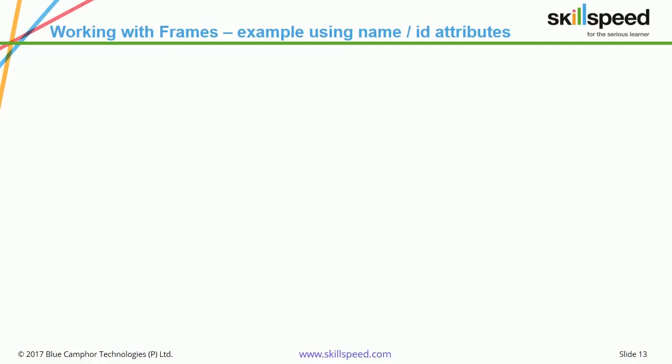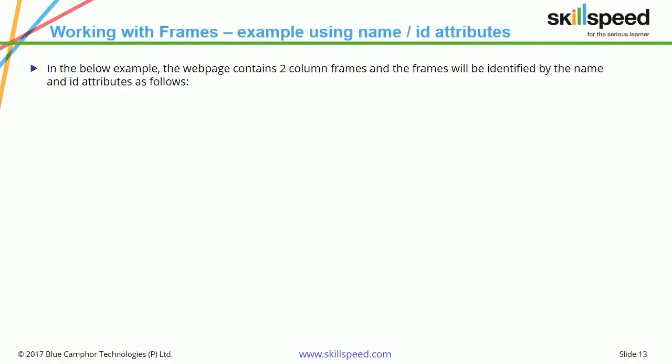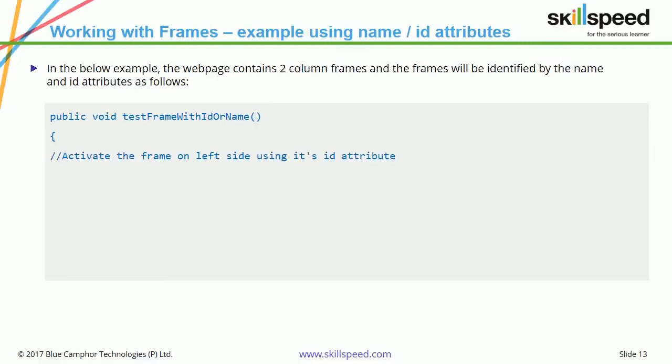Let us look at the first example where we are going to work with the frames using the name or ID attributes. In this example, the web page contains 2 column frames and the frames will be identified by the name and ID attributes as follows. We have the method public void testFrameWithIDOrName, under which I am activating the frame on the left side using its ID attribute first. driver.switchTo.frame("left"). Here left is the ID of the left sided frame.